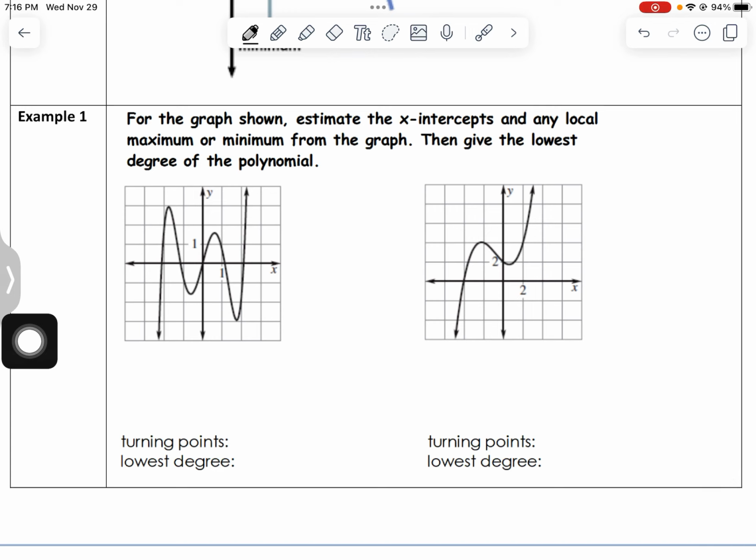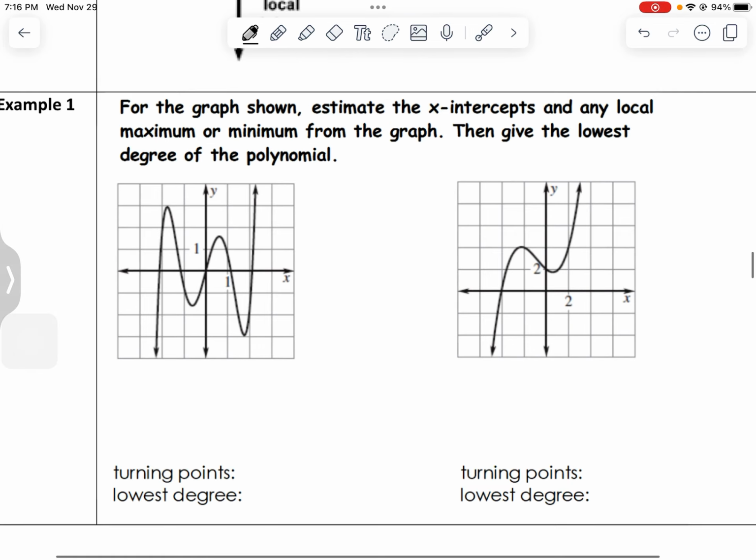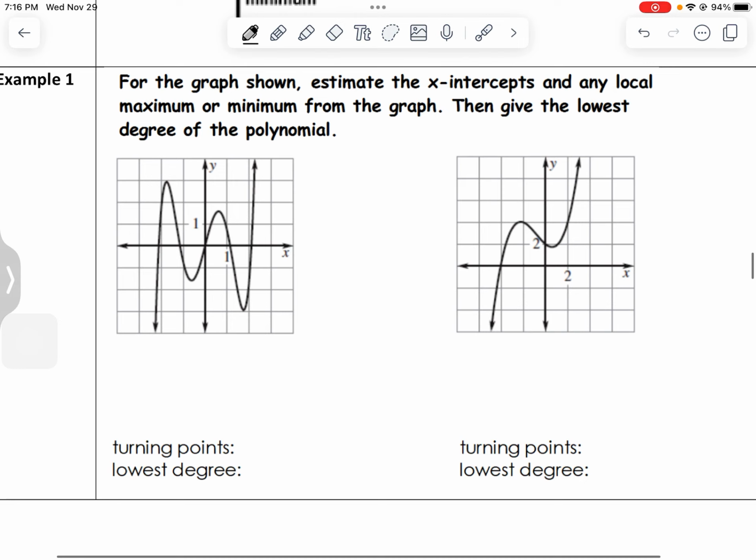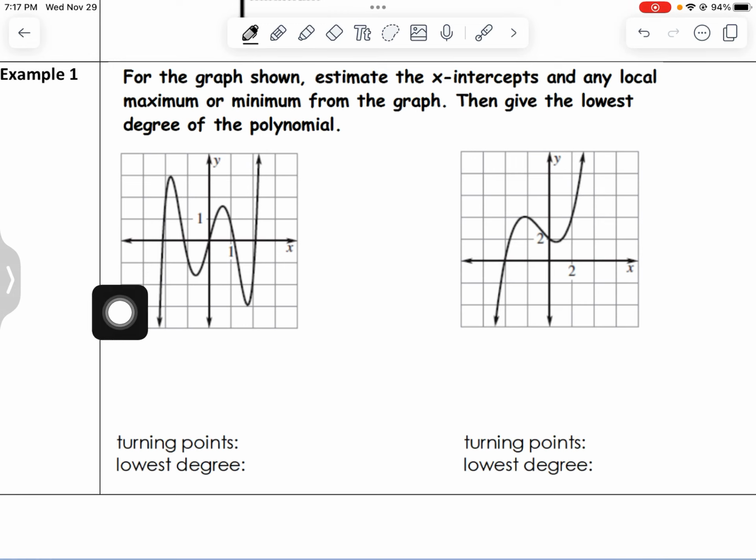Okay, so now for the graph shown, we're going to estimate the x-intercepts and any local maximum or minimum from the graphs. We really want to understand this because it's going to help when we're graphing just to double check our answers and be self-assured that we're doing it right. Okay, so the first thing, let's estimate the x-intercepts. So here I see 1, 2, 3, 4, 5, it looks like. I probably should have just circled those.